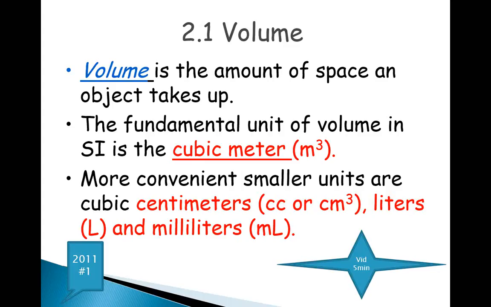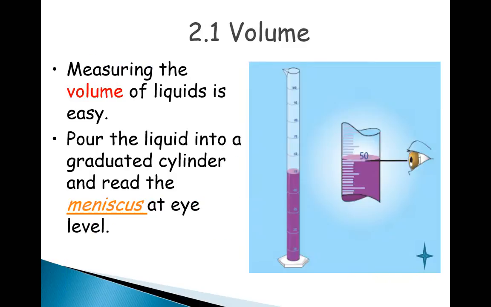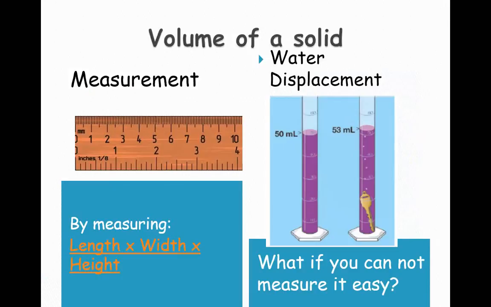Volume is the amount of space an object takes up. The fundamental unit for volume is the cubic meter. A more convenient, smaller unit is the cubic centimeter. The measure of volume of a liquid is easy. Pour the liquid into a graduated cylinder and read the meniscus at eye level. To measure something solid, in cubic centimeters, it's length times width times height. By measuring length times width times height, you will always get the volume right.